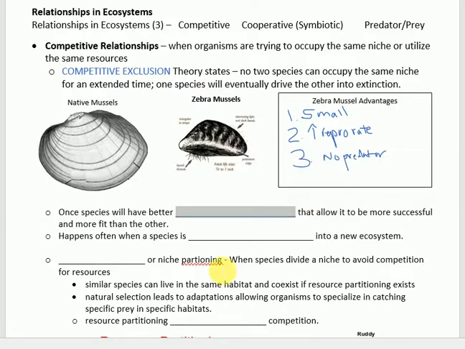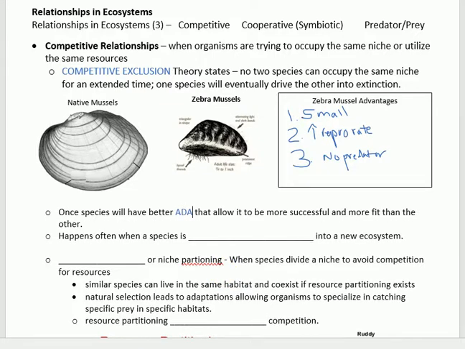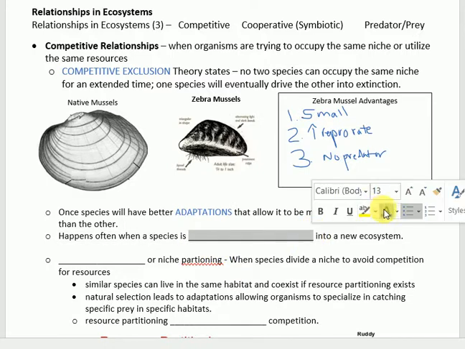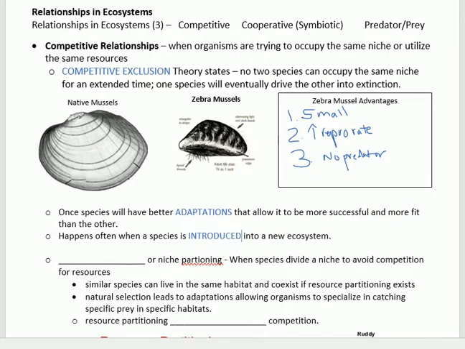Okay, so one species will have better adaptations that allow it to be more successful as well as more fit than the other. Now, when we say more fit, we're not talking about working out at the gym or running marathons, all that kind of stuff. We are talking about they are more suited to survive in the area that they're in. That's what fit means. So this happens often when a new species is introduced into an ecosystem.